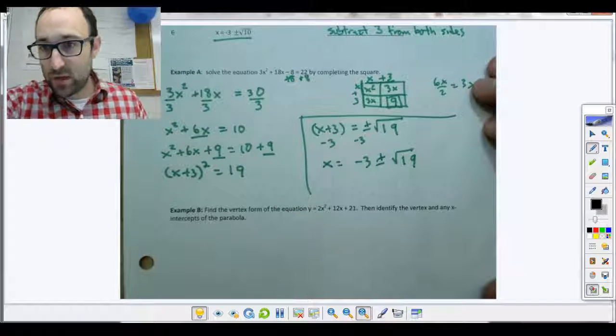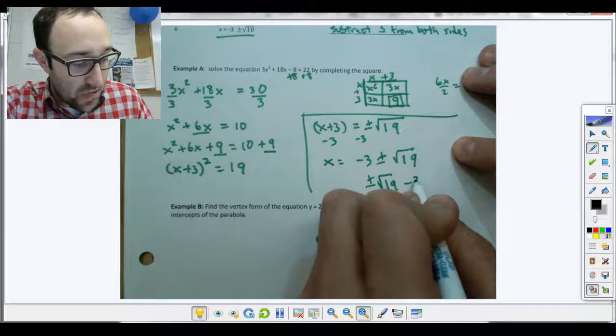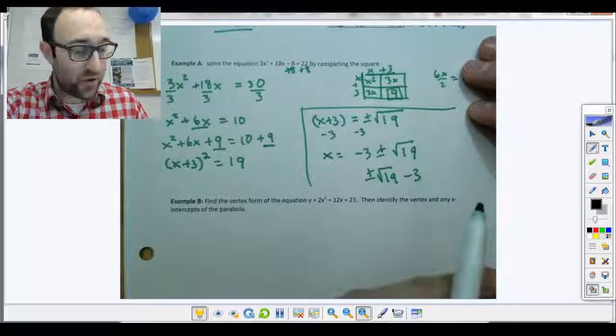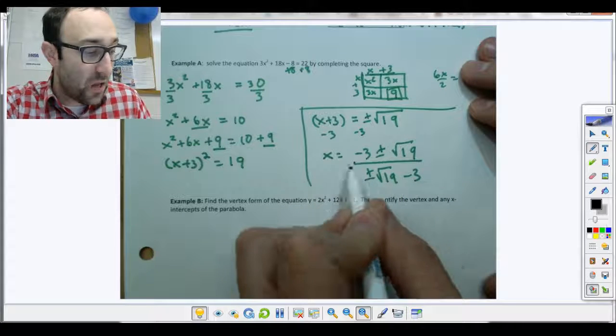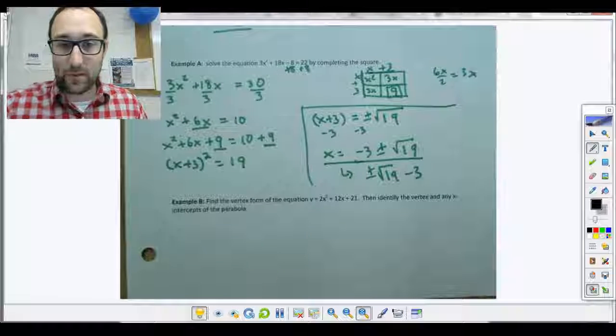And I know what some of you are thinking. You're saying, but Mr. Bartman, can I change it to plus and minus the square root of 19 minus 3? Yes, of course you can. This is kind of more the standard way of writing it, but if you were to write it like this, that's okay as well. Alright, there you go.